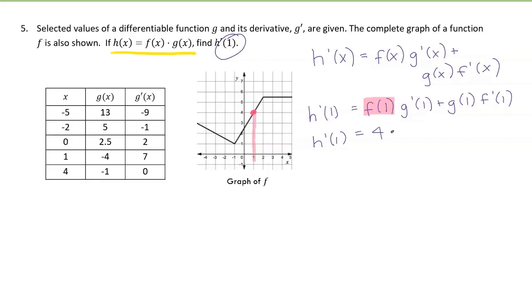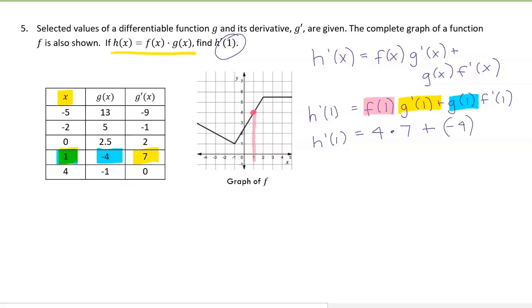Now we need g prime of 1. I'm going to go over here to the table. This first column is all the x values. So here is the x value of 1. And we want g prime of 1. So that's going to be 7. Plus g of 1. G of 1 is going to be in the table. We're using the same x value of 1, but now we need g of 1, which would be negative 4.